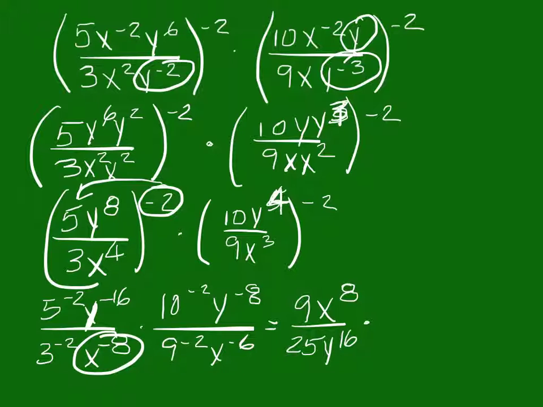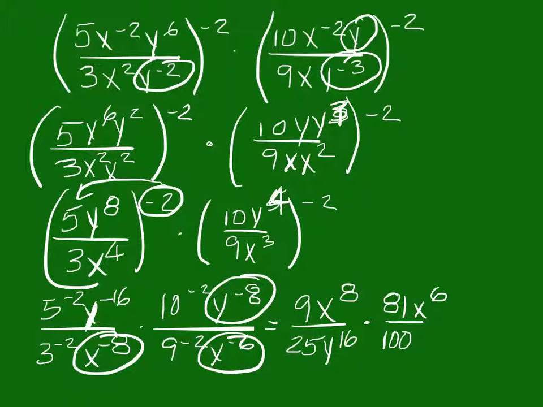On the other expression, you have a 9 to the negative second on the bottom that goes to the top, becomes 81. And then you have a 10 to the negative second on the top that goes to the bottom and becomes 100. Now, x to the negative sixth on the bottom goes to the top, becomes positive, and y to the negative eighth goes to the bottom, becomes positive.